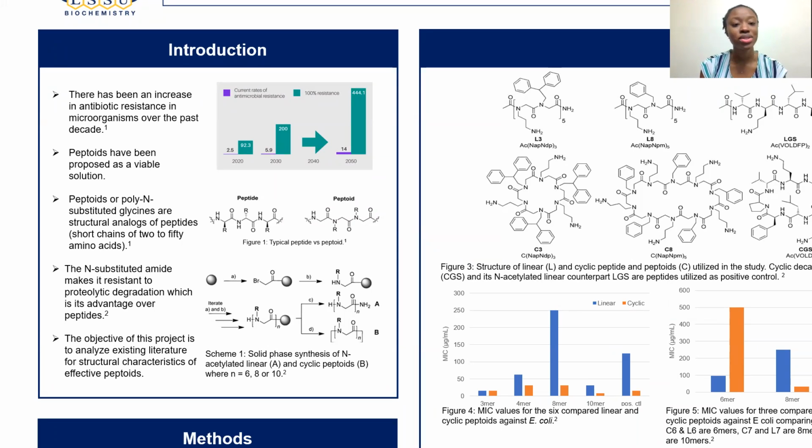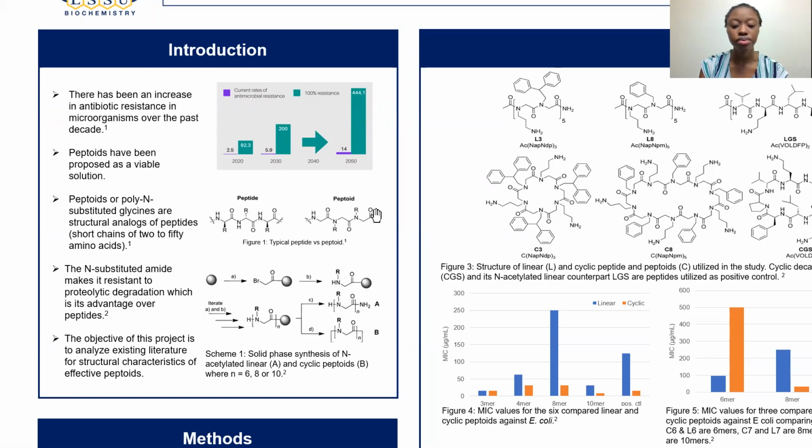Peptoids are N-substituted glycines, which are typically structural analogs of peptides. What makes these two different is that peptoids have their R variable group bonded to the N, the nitrogen atom of the peptoid, while the peptide has its R group bonded to the alpha carbon. This N-substituted amide is what makes it more advantageous over peptides, as it allows it to be resistant to proteolytic degradation.